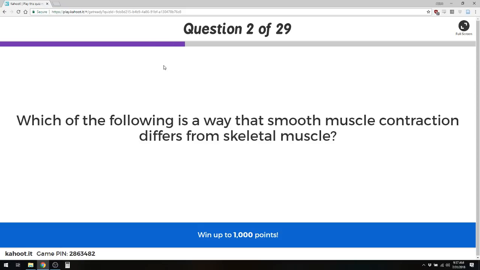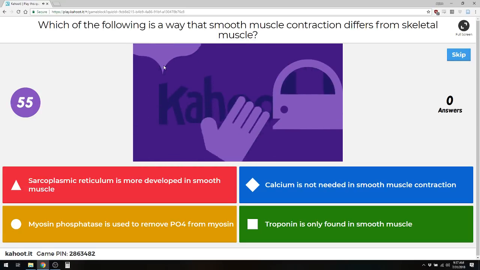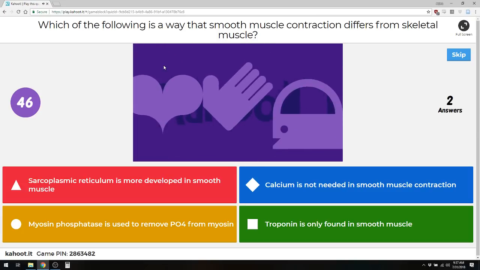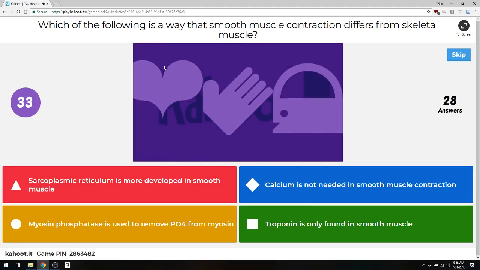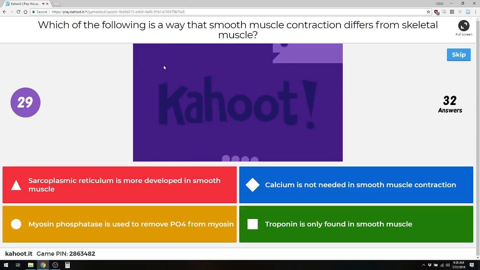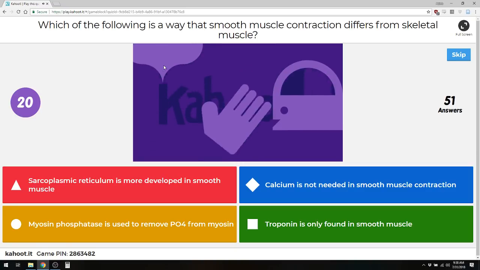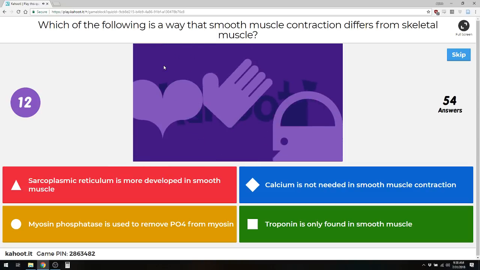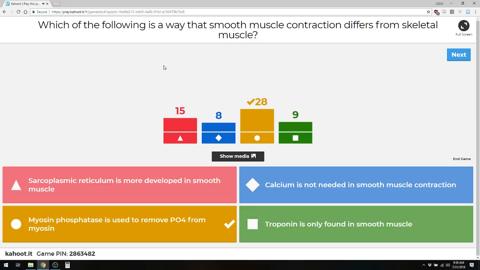Which of the following is a way that smooth muscle contraction differs from skeletal muscle contraction? Sarcoplasmic reticulum is more developed in the smooth muscle. Calcium is not needed in smooth muscle contraction. Myosin phosphatase is used to remove phosphate from myosin. Or troponin is only found in smooth muscle. Interesting, pretty good split there.